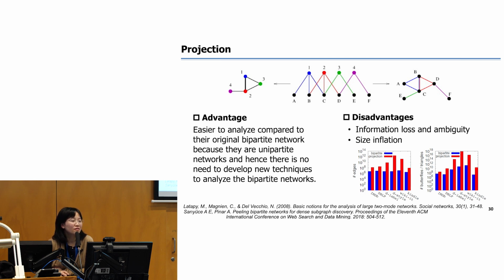After this projection, if the upper layer has m vertices and the lower layer has n vertices, because this bipartite graph is a clique, every two vertices in the upper layer will be connected. So there will be m squared plus n squared edges. This size inflation is also significant. This means that the projection-based approach is actually not a desirable approach to analyze bipartite graphs. Even though it will provide us with a solution, it has these two major disadvantages.